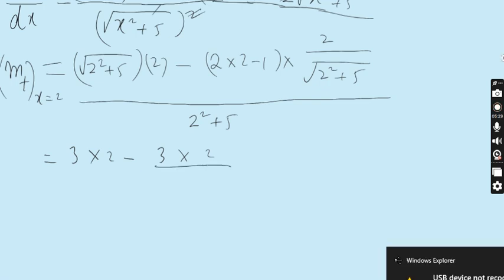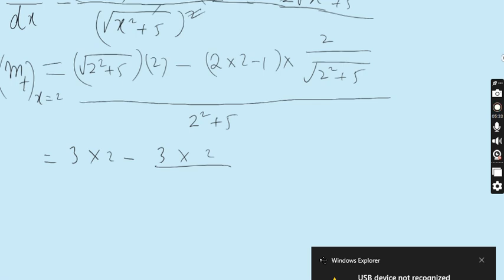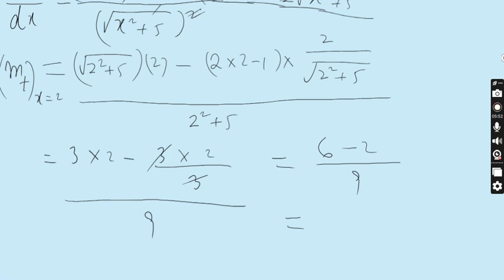3 multiplied by 2 upon 2 square is 4, 4 plus 5 is 9, root 9 is 3. So 3 times 2 is 6, and 3 cancelled by 3 leaves 2 upon 9. Six minus 2 is 4, 4 upon 9. Hence the gradient of tangent is 4 upon 9. So if the gradient of tangent is 4 upon 9, then the gradient of normal is the negative reciprocal of the gradient of tangent. That is, mn, the gradient of normal, is 9 upon 4.